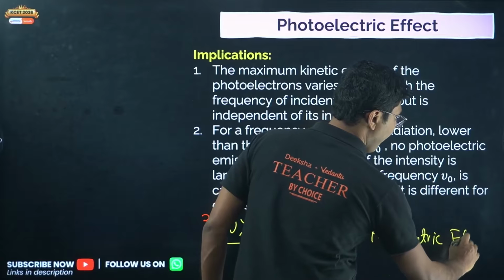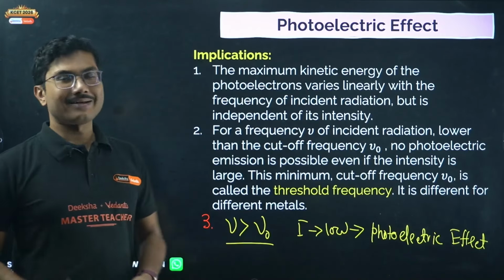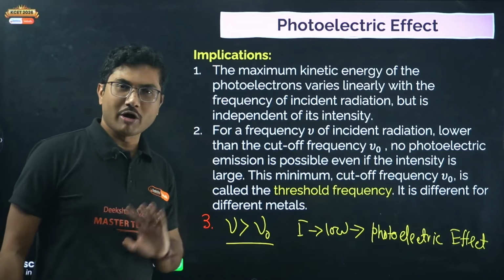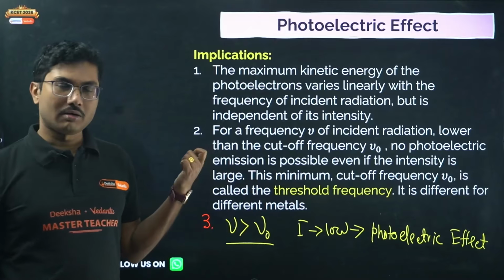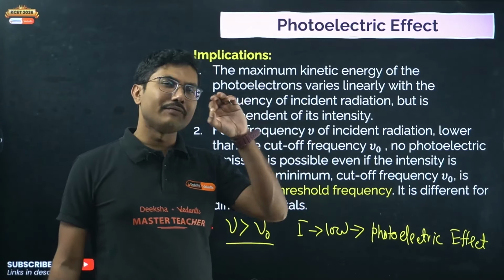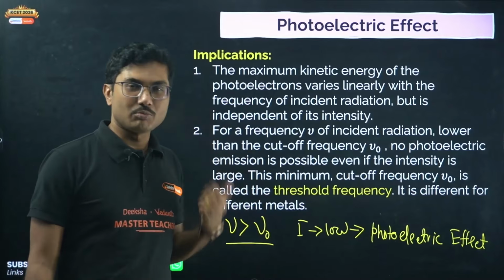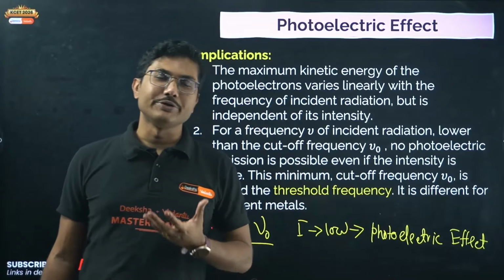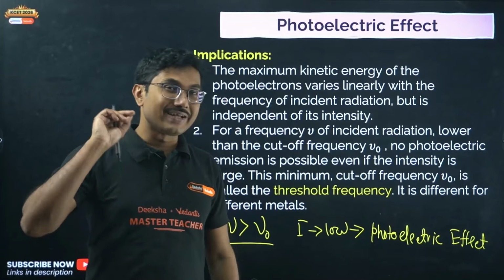But if the frequency is smaller than nu naught, no matter how bright the source is, you will not get any photoelectric effect. So for frequency greater than nu naught, you will get plenty of photoelectric effect even with a very low intensity. But if the frequency is smaller than this value, no matter how many lights you switch on, it will not give you any photoelectric effect. This is very, very interesting.